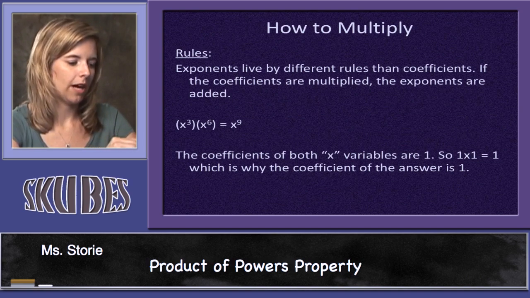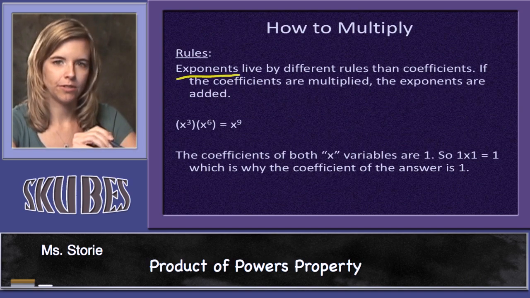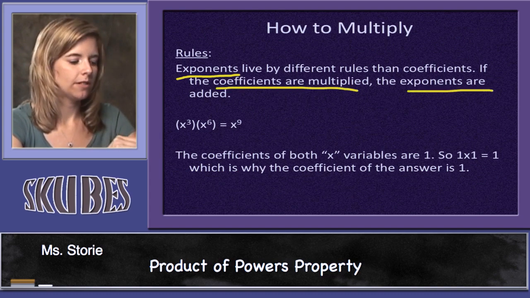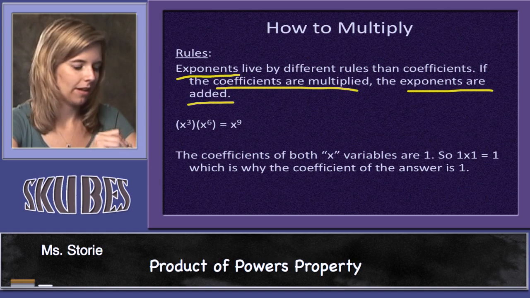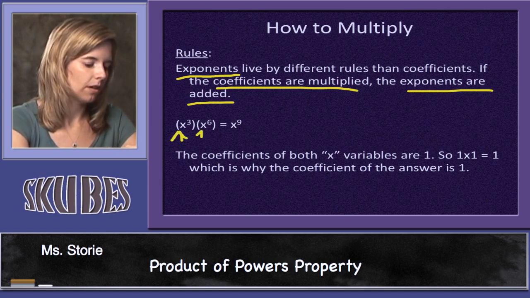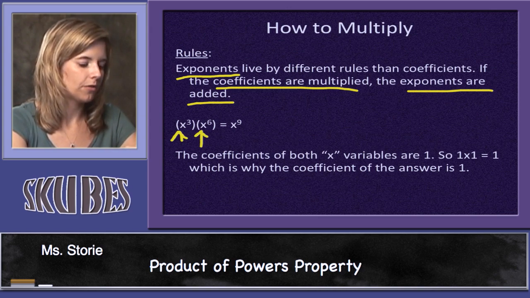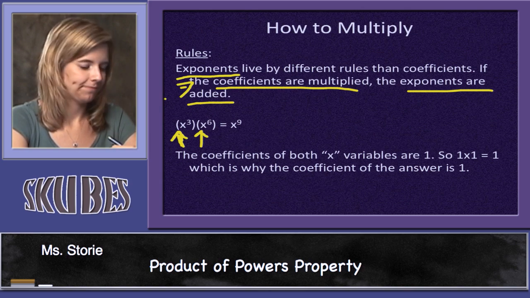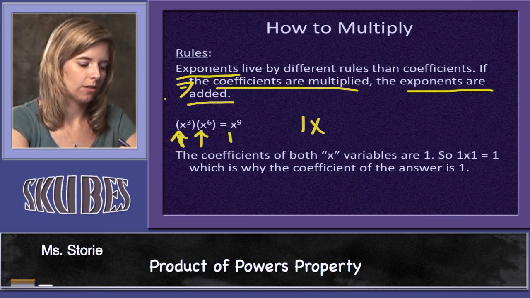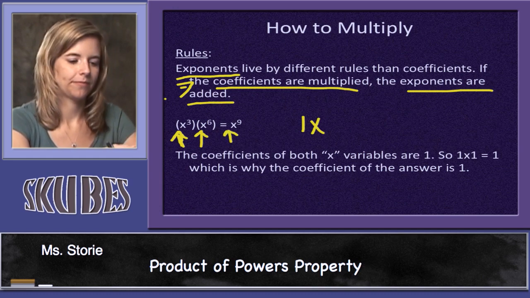Here's the rules on how to multiply. Exponents live by completely different rules than the coefficients. If the coefficients are being multiplied, that means the exponents are being added. They don't do the same thing. The coefficients of both the x variables are 1, right up here. And usually in algebra, if the coefficient is 1, we don't write it, and it's just assumed to be 1. So with the coefficients, you actually multiply them, just like we said here. So 1 times 1 is going to be 1. So you have 1x, which is why here there's that invisible 1.